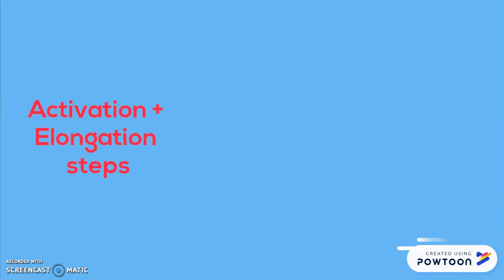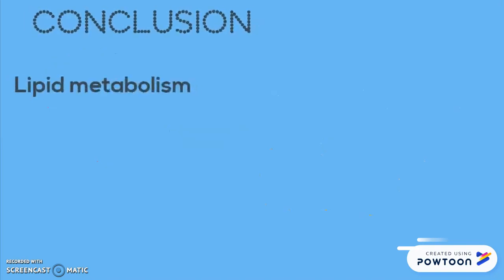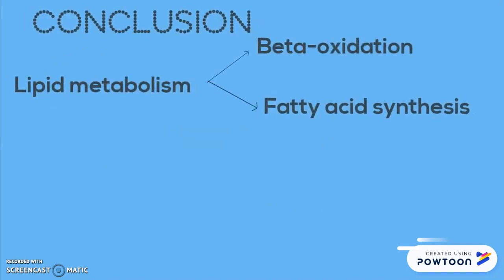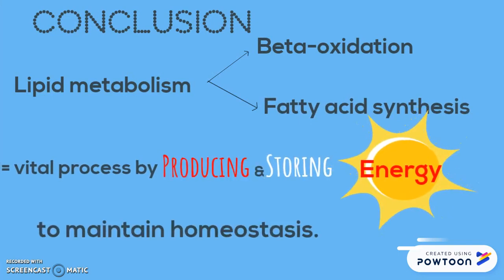During fatty acid synthesis, the activation and elongation steps are repeated until the desired fatty acid chain length is achieved. In conclusion, lipid metabolism, including beta oxidation and synthesis of fatty acids, is a vital process in living organisms by producing and storing energy to maintain homeostasis.